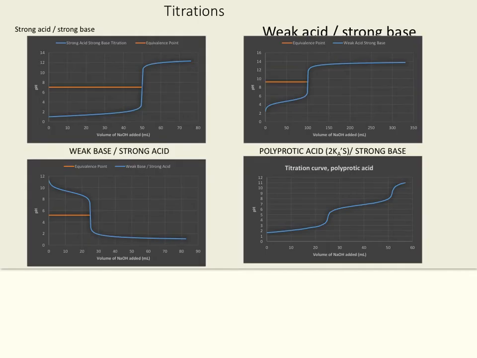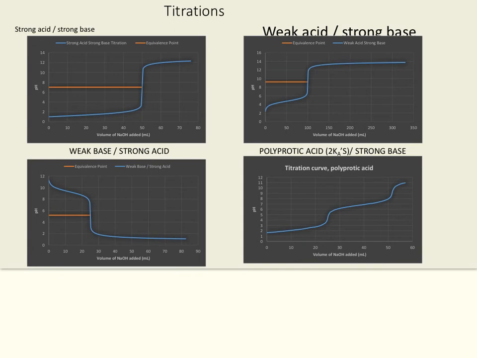All right, titration. You should be able to recognize what is going on with the titration. This is a strong acid because we started at a very low pH, and it's being titrated with a strong base because the equivalence point right here is at 7.